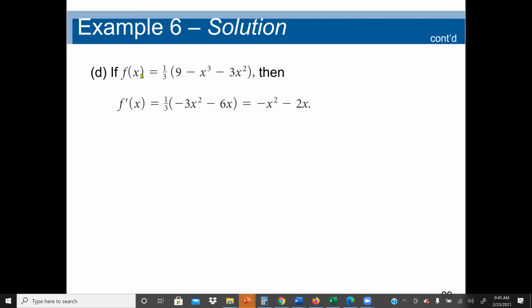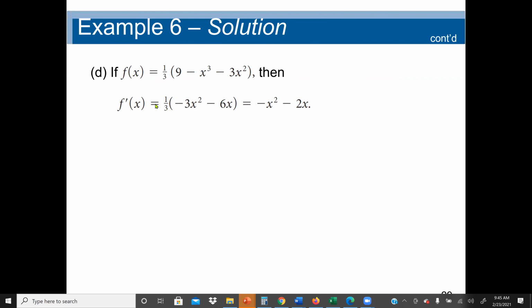And D, they say we should find the derivative of this function and then conclude whether it's the same as the one we have. So here we have 1/3. Derivative of a constant value is 0. Derivative of negative s cubed will give me negative 3s squared. Derivative of negative 3s squared will give me 2 times 3, which is 6. The negative value, we keep it.